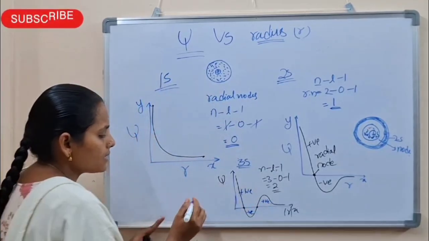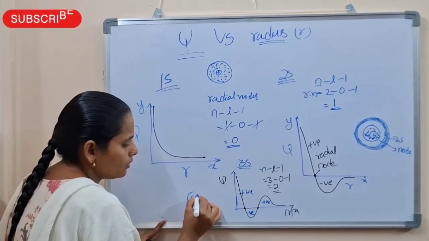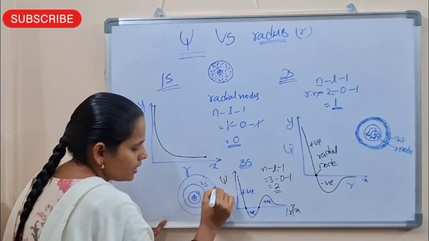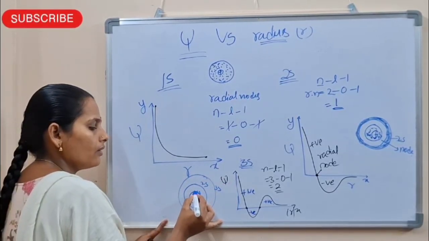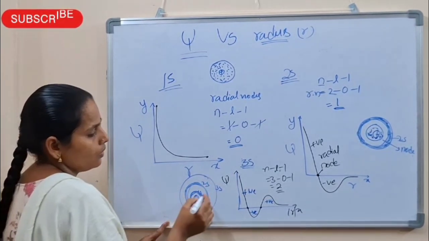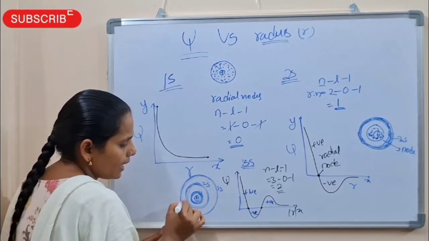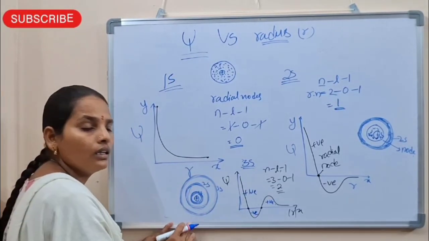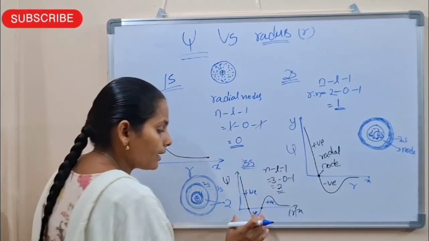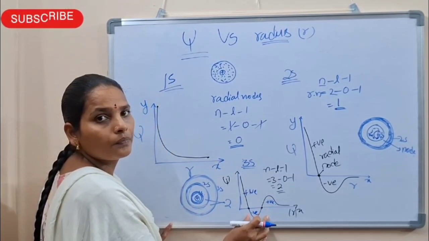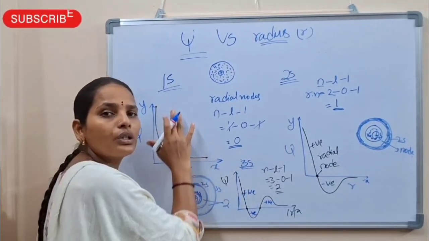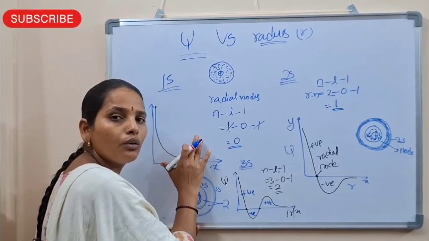Coming to 3s, this is the nucleus. Around the nucleus is the 1s, the 2s, and this is the 3s. Between 1s and 2s, one radial node is there, and between 2s and 3s, one more radial node is there. That's why 2 radial nodes are observed in 3s. The graph will be plotted like this. This is about the s orbital wave function versus radius of the electron from the nucleus graphs.